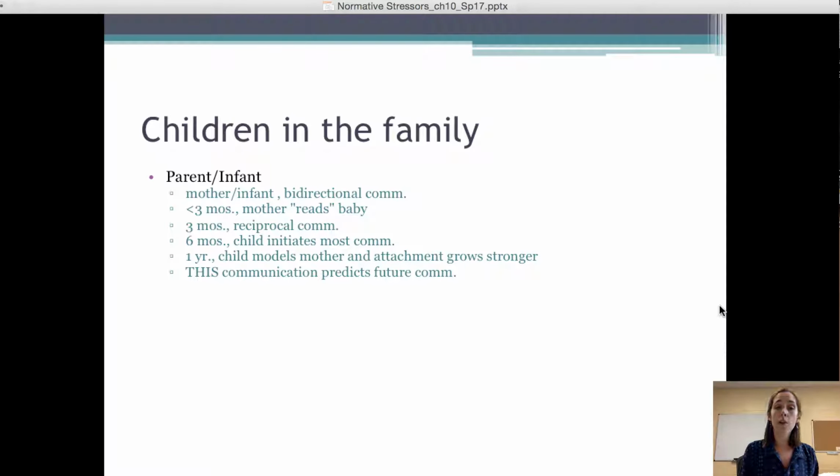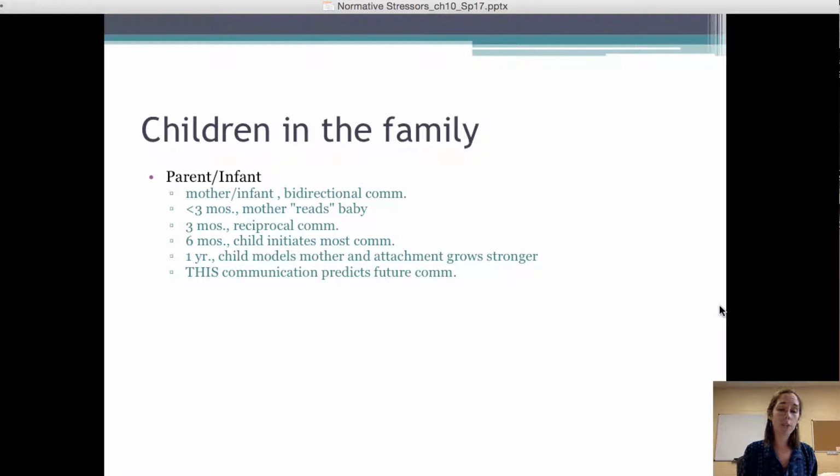So, mothers and infants have bidirectional communication. Meaning we think a lot, even in the attachment stuff, about parents communicating to their children, but really there's this bidirectional influence where the children are also influencing their parents. You know, parents respond to when their babies smile or laugh. When babies have colic and they cry and cry and cry, it changes something in the parent. Children influence their parents as well. It's bidirectional. In less than 3 months, the mother can read her baby.